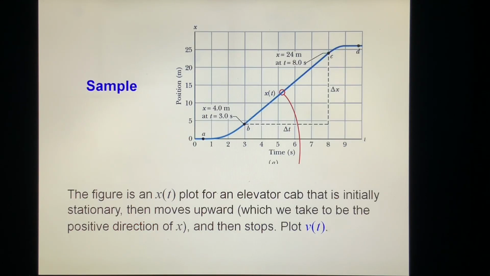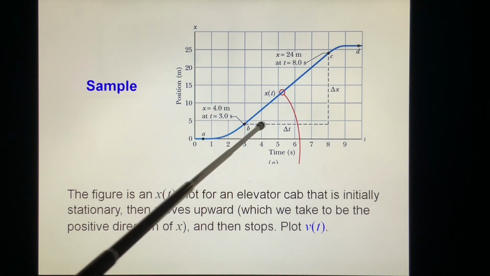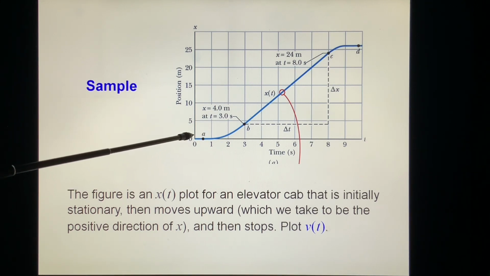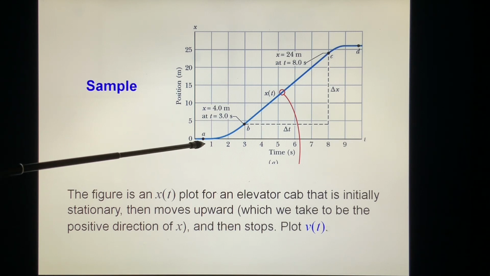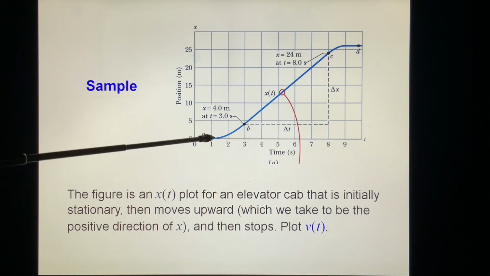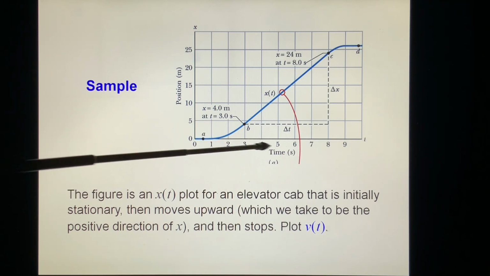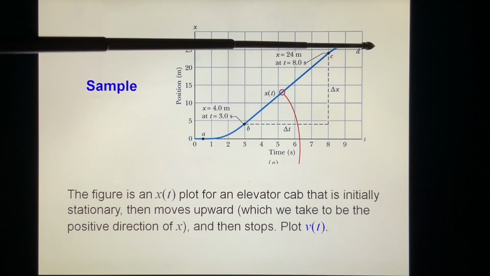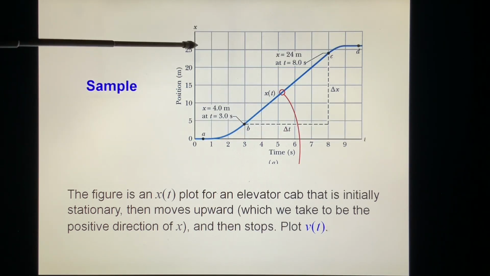Now, sample. The figure is an x-t plot. This is x, this is time t. For an elevator cab that is initially stationary, then moves upward, which we take to be the positive direction of x. It goes upward, 1, 2, 3, 4 meters higher, okay, upwards. And then it stops at more than 25 meters high.